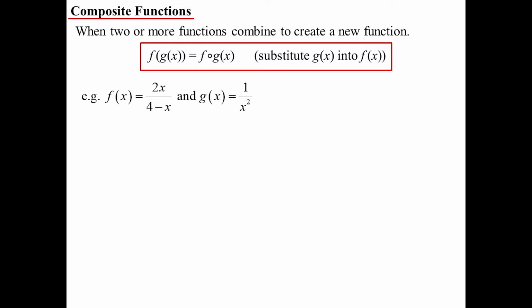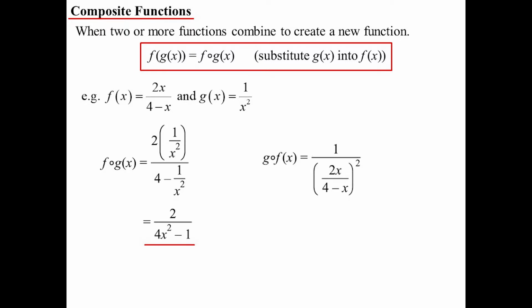All right, let's do this example. There's function f(x) and g(x). So f∘g of x: sub the 1 on x squared into the 2x on 4 minus x squared. Let's tidy that up. Denominators, multiply everything by x squared. There we go, we get 2 on 4x squared minus 1. As opposed to g∘f, that's where we'll sub function f(x) into g(x). And there we go, 4 minus x squared over 4x squared. So a new notation there for composite functions.